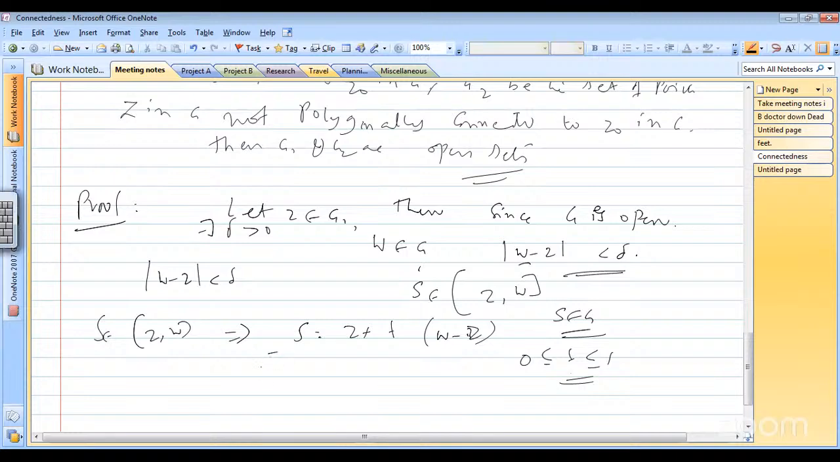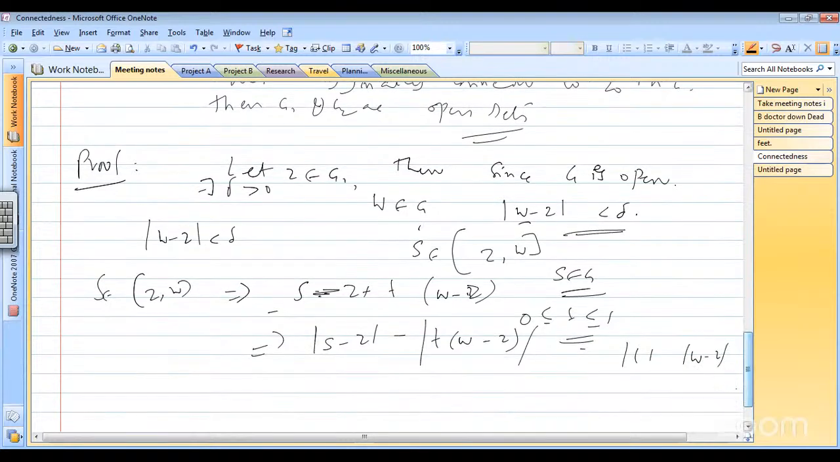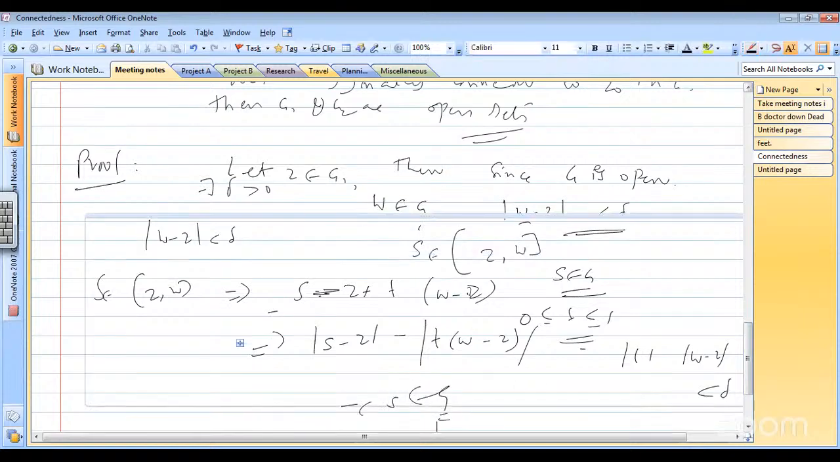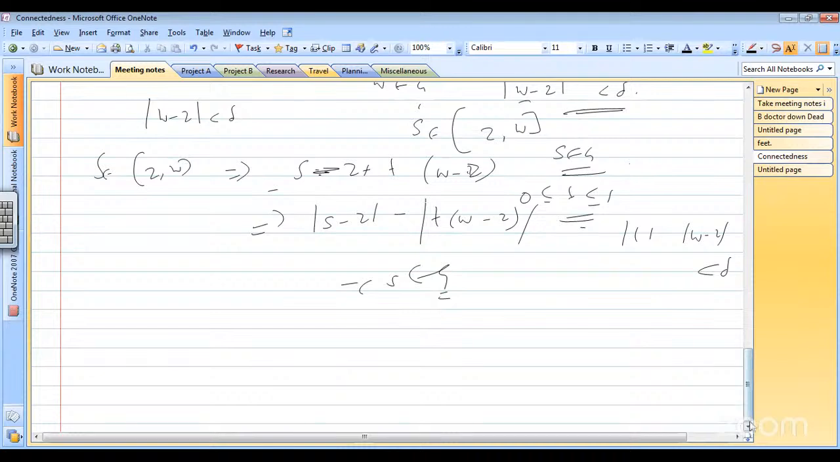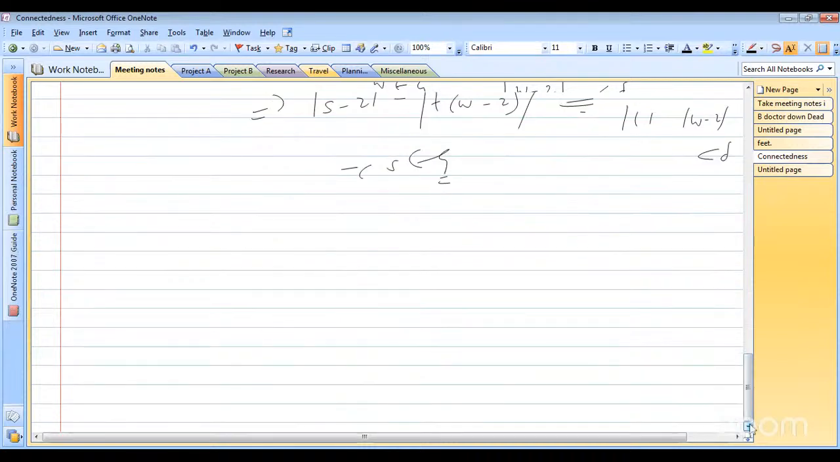So therefore, the modulus of S minus Z, simplifying the above, is the modulus of T into W minus Z, which is less than delta. That is, S belongs to G. So in this condition, the segment Z comma W is a subset of G.